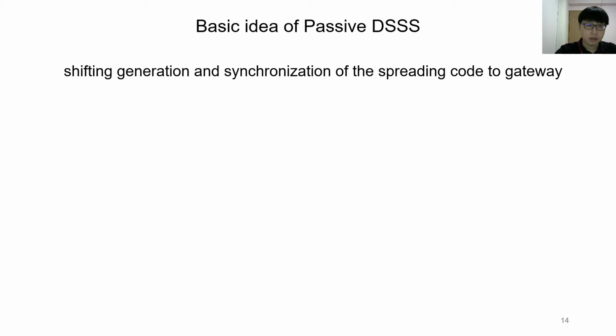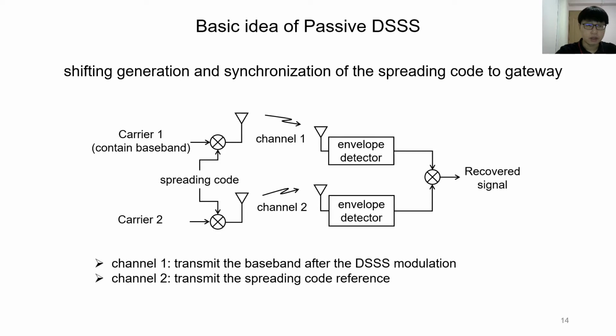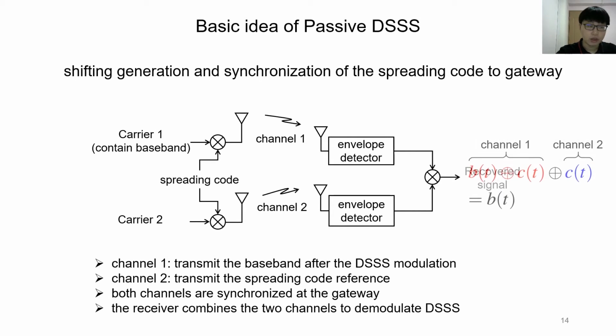The basic idea of passive DSSS is to shift the generation and synchronization of the spreading code from the receiver to the gateway side. This is our architecture. Passive DSSS uses two channels. In the first channel, we transmit the baseband after the DSSS modulation. In the second channel, we transmit the spreading code reference. Both channels are synchronized at the gateway side, so the receiver does not need synchronization and can directly combine the two channels to demodulate the DSSS.